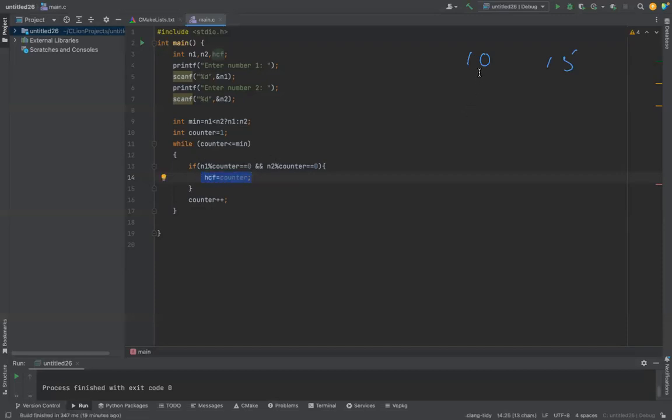When it is 5, 10 can be divided by 5. First one is true. Second one, 15 can be divided by 5. Second one is true. Then highest common factor is the counter variable 5. Initially highest common factor is 1. Now it has been changed to 5. Then it goes to 6, 7, 8 up to 10. Okay, 10 and onwards, no point of checking because from 10 onwards, the 10 cannot be divisible.